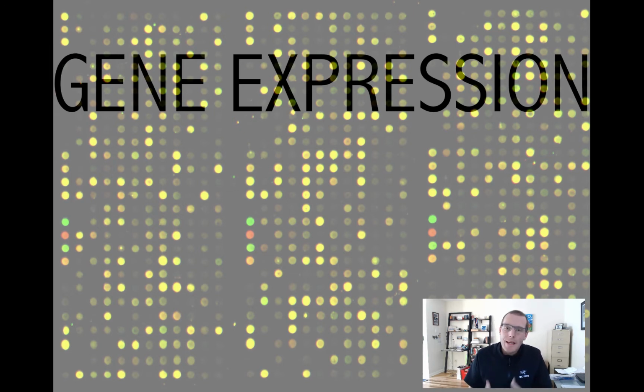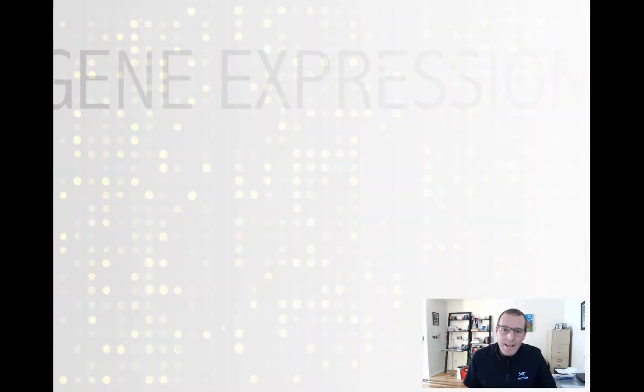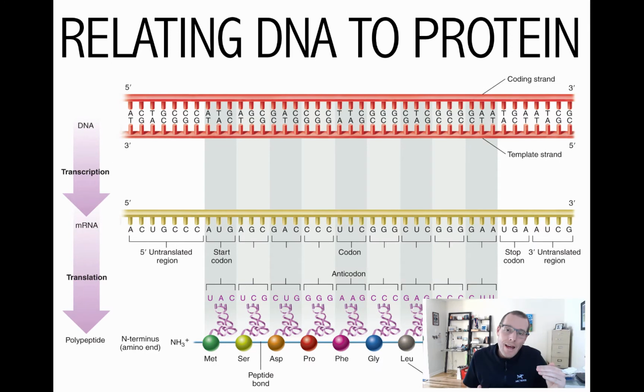So before we get into the mechanics of translation, it's important for us to talk about how the process of translation takes the information in an mRNA, I should say, and uses that information to build a polypeptide. And so that relies on us understanding the relationship between DNA and mRNA, and between mRNA and polypeptide, which then becomes protein. So let's take a look at this diagram here and start to work on those relationships.